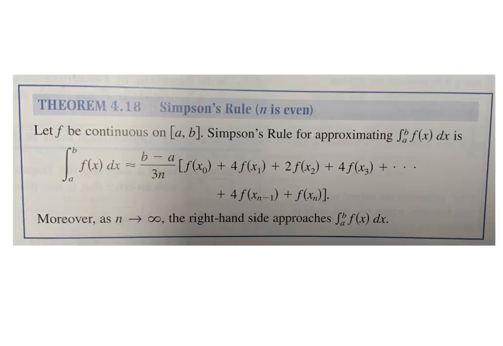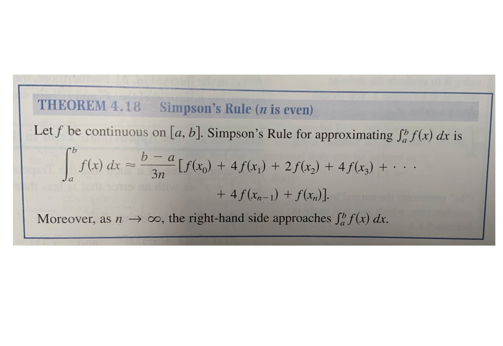With Simpson's rule, they do b minus a over 3n now. So now what we're multiplying by is just a little bit smaller. And then you'll notice that the first and the last coefficients are still the same, 1 and 1. But on the inside, you start with 4, 2, 4, 2, and you keep alternating until you get to the end. So you basically alternate your coefficients between 4 and 2 for the center terms. And again, as it says right here, as n, the number of trapezoids, approaches infinity, the right-hand side approaches the actual value.